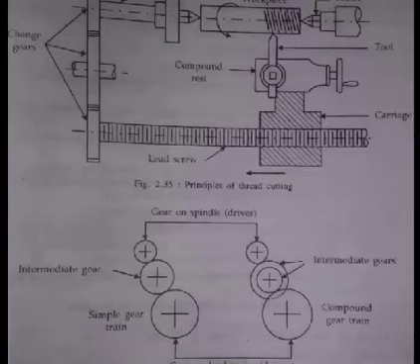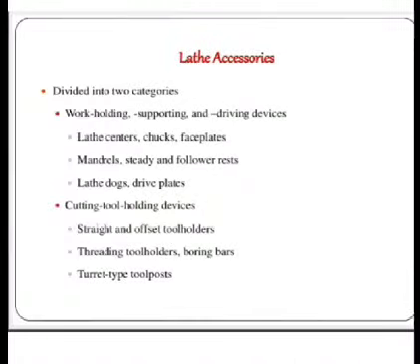Often the engine lathes are equipped with a set of gears ranging from 20 to 120 teeth in steps of 5 teeth and one gear with 127 teeth. The type of gear connection in a lathe may be simple or compound. In a simple gear train, the gear on the spindle drives directly through the intermediate gear to the gear on the lead screw. The intermediate gears simply transmit the motion and have no effect on the speed ratio, as shown in the figure. Next is lathe accessories.